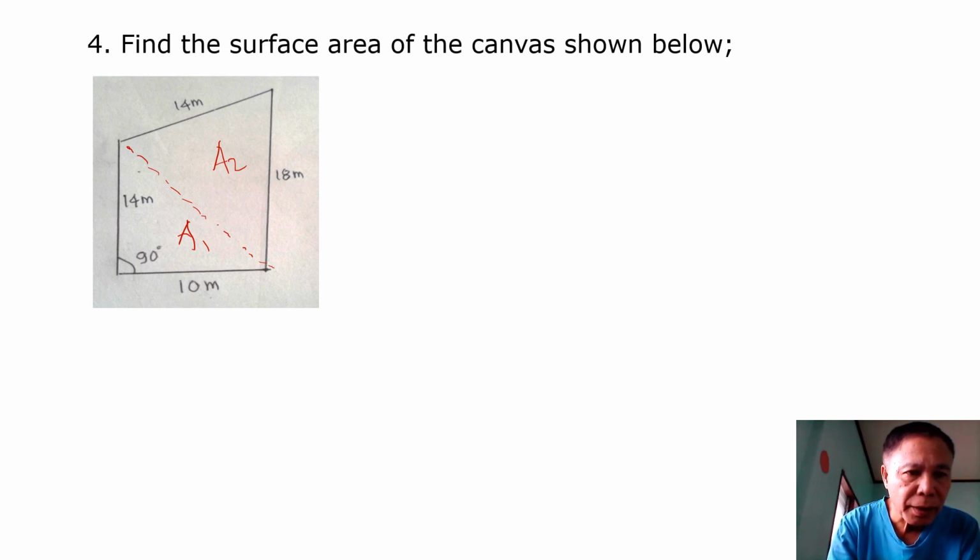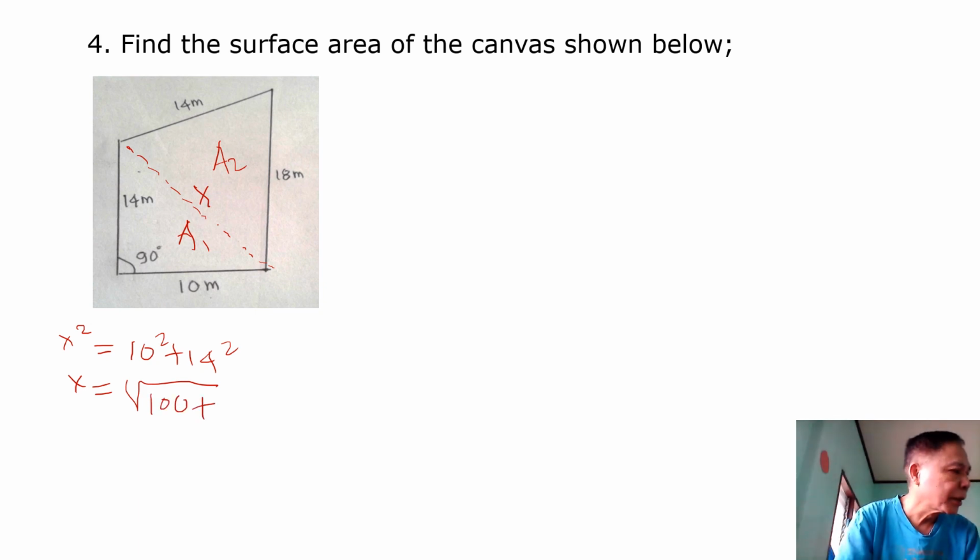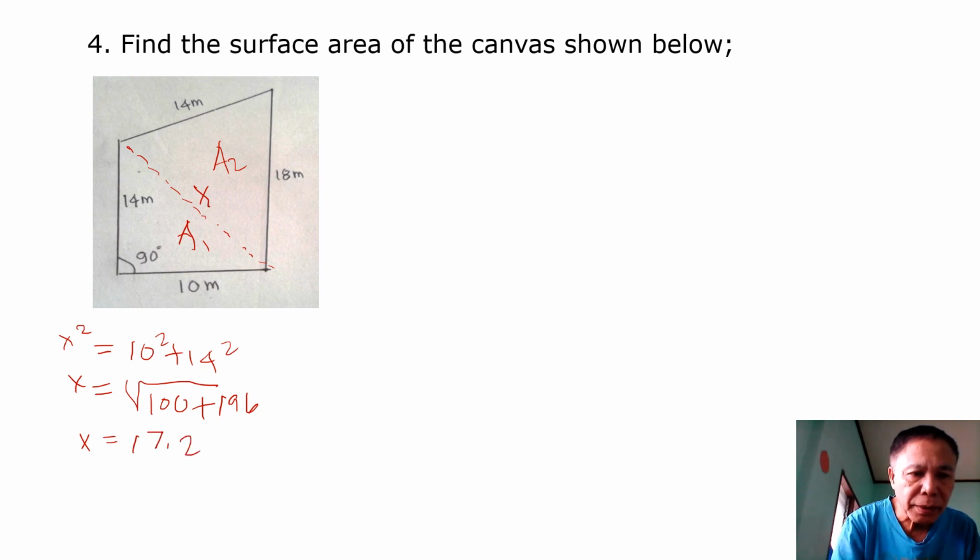This one could be solved by Pythagorean. Let that one be x. Pythagorean theorem, you have x squared equals 10 squared plus 14 squared. Or x equals square root of 100 plus 14 squared, so 196. So your x would be equivalent to 17.2 meters.